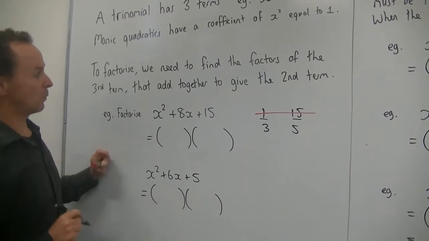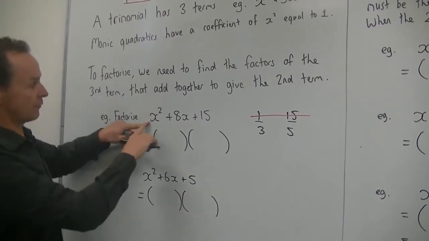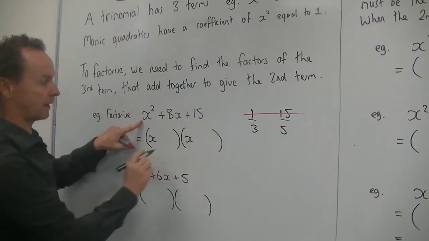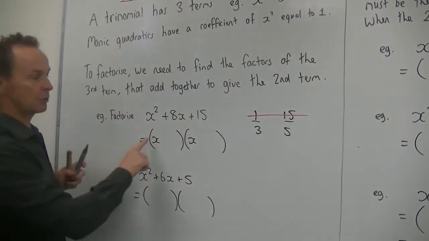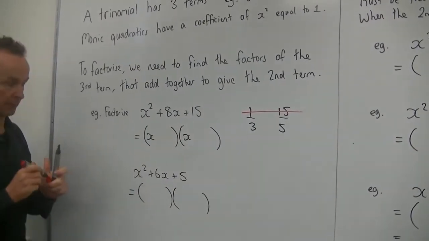So when we start doing these problems, I have a particular way I do it. I start off with x squared. Since it's x squared, I know that the first term in each bracket must be x and x. Because remember when we expand, x times x gives me my x squared.